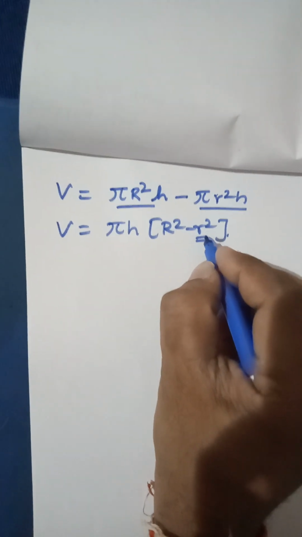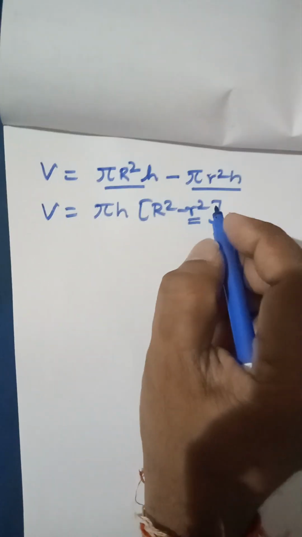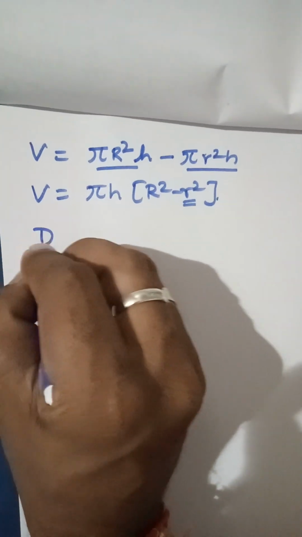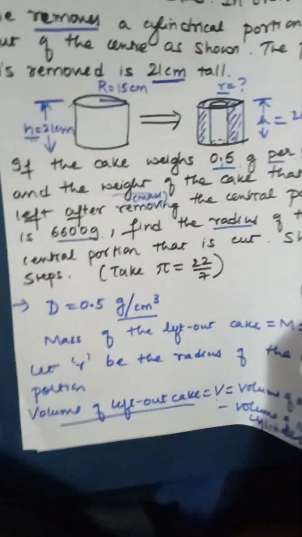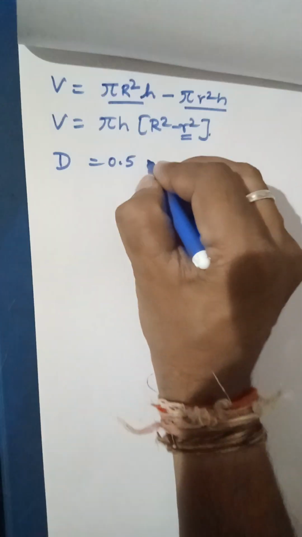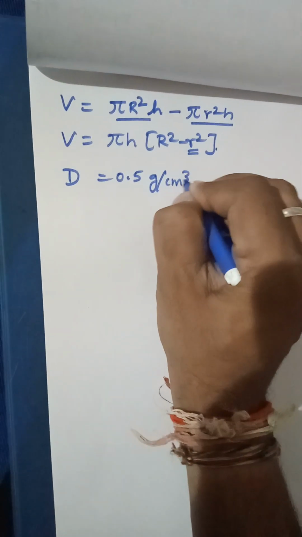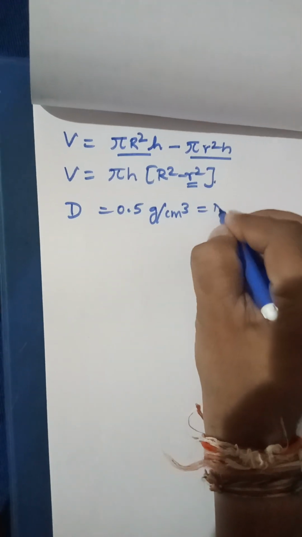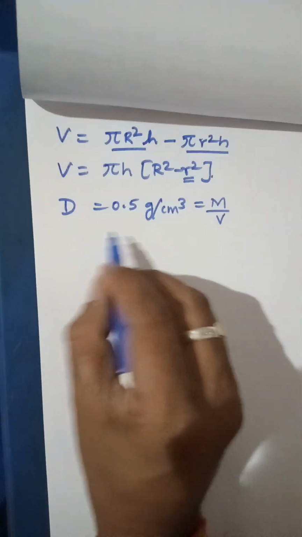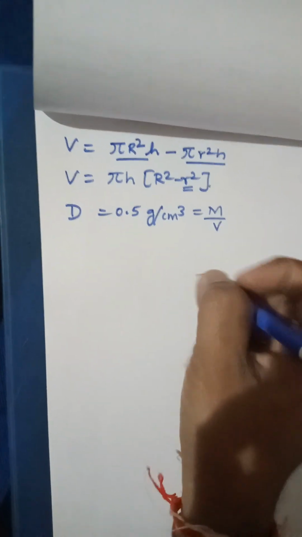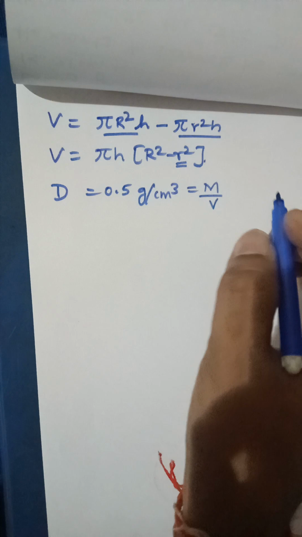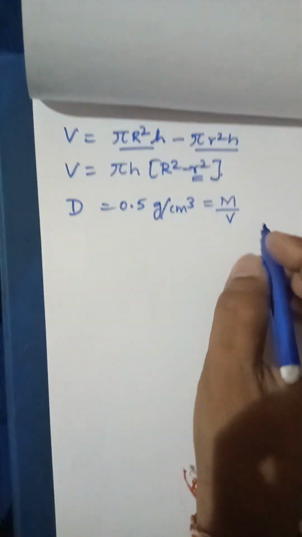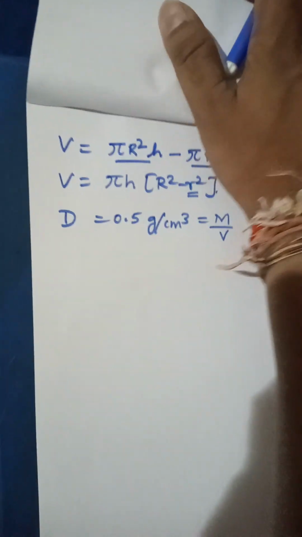Remember, we have to find the radius of the central portion, which is nothing but small r. Let's go back to what we have written. Density is equal to 0.5 grams per centimeter cube, that's what we have written here. Now this density is nothing but mass upon volume. Density is the ratio of mass and volume of the object. Density is the mass of unit volume of an object. This is how we have defined it in physics in 9th standard.